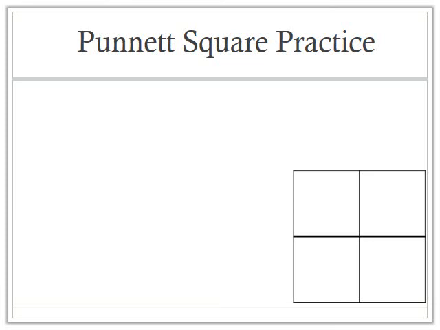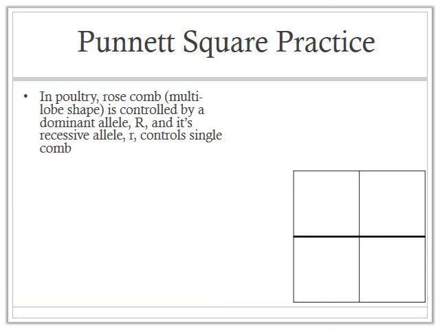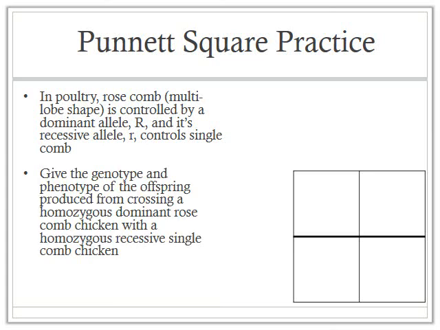So I've got 2 practice Punnett squares to go over with you, just to make sure you know how to do these simple ones. So in this case, in poultry, chickens, the rose comb, which is a multi-lobe shaped comb, is controlled by the dominant allele, big R. Its recessive allele is little r, and it controls just a single comb. So I want you to give me the genotype and phenotype of the offspring produced from crossing a homozygous dominant with a homozygous recessive.